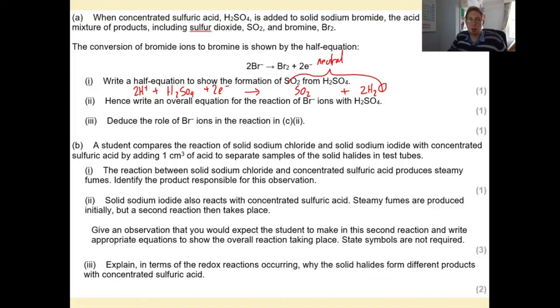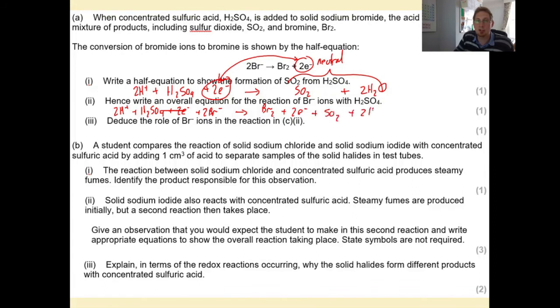Hence, write an overall equation for the reaction of bromide ions with sulfuric acid. Well, we've got 2 electrons here. They balance neatly with the 2 electrons there, so we don't need to do any complicated multiplications. So we can just add the 2 equations together. So 2H+ plus H2SO4 plus 2 electrons plus 2 bromides goes to bromine plus 2 electrons plus SO2 plus 2H2O, and then cancel out the electrons, and we have the equation that we saw a couple of slides ago.